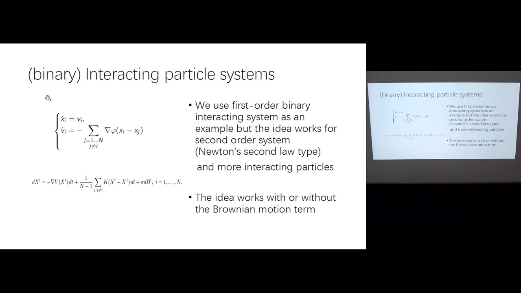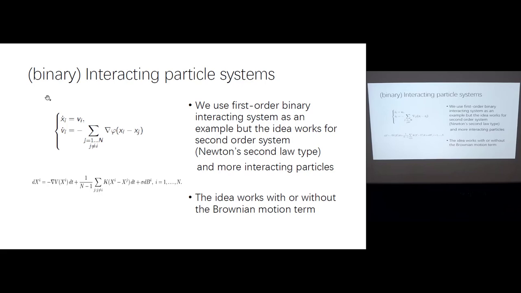I'm most concentrated on the first order system, which is a sort of Langevin equation, but with interacting potentials. Here grad V is the external potential. And I have an interacting potential where each particle will interact with all the other particles. And we may also add some noise here, where sigma is the strength of noise. The idea we talk about works for both first order and second order systems, but the analysis will focus on the first order system.